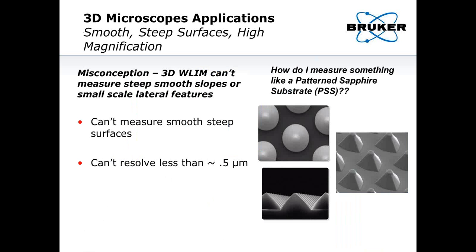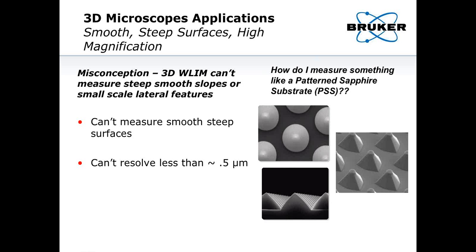So someone might say, well, you can't measure smooth steep surfaces. That's another common statement that I've heard made about these types of systems. It is true that every interferometer-based or optical-based microscope has a fundamental limit about measuring smooth surfaces. There are systematic things that affect the quality of the data you get from smooth surfaces. And ultimately, you're limited by the numerical aperture of the collecting optics. Those are definitely true statements, but it's really not true to say that you are not able to measure a smooth slope, or you can't resolve less than half a micron, or these kinds of things.